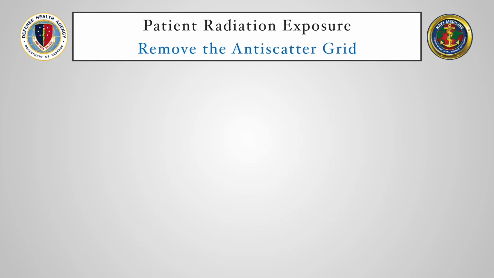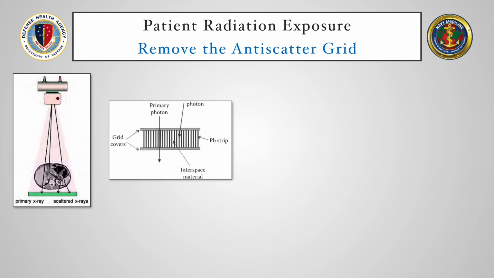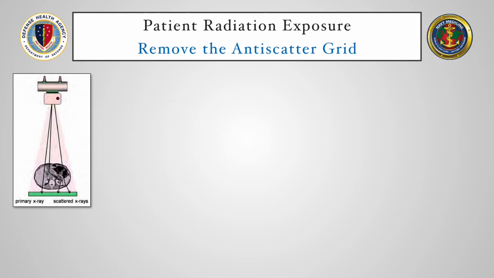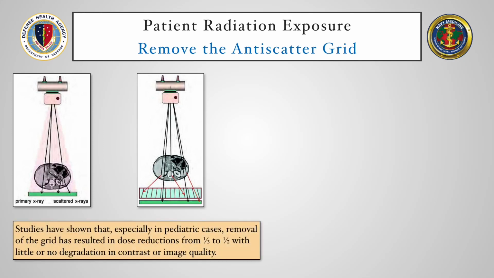When X-rays travel through the body, they interact and produce secondary scattered radiation. The scattered radiation from the patient contributes to staff exposure during fluoroscopy. It's also a source of electronic noise, degrading the signal-to-noise ratio. The anti-scatter grid on the screen stops scattered radiation as it is not traveling relatively parallel with the septa, the vertical separators in the grid. With the grid in place, the primary radiation reaches the detector, but the scattered radiation is prevented from reaching it. Studies have shown that, especially in pediatric cases, removal of the grid has resulted in a dose reduction of up to 1/3 to 1/2 with little or no degradation in contrast or image quality.